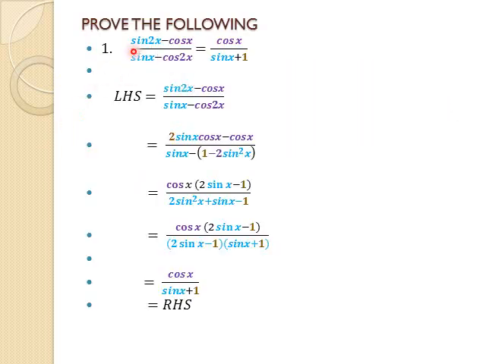Problem number 1: (sin 2x minus cos x) divided by (sin x minus cos 2x) equals cos x over (sin x plus 1). Taking my left hand side, I'm going to try to prove that this equals the right. Sin 2x is a double angle. If I expand it, it becomes 2 sin x cos x minus cos x. In the denominator, I have sin x minus cos 2x. Because I have sin x, I'm going to write cos 2x in terms of sin x.